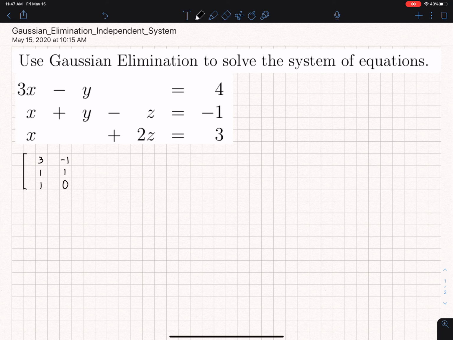And I just pick up 3, 1, 1, negative 1, 0. These are the coefficients of the variables x, y, and z. And then I put a vertical line, which corresponds to the equals. And then I start in with that. I'm going to use elementary row operations.